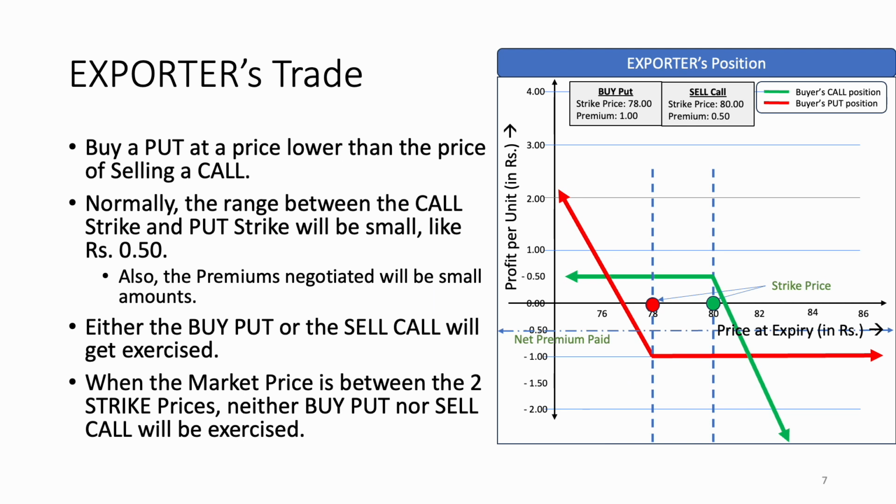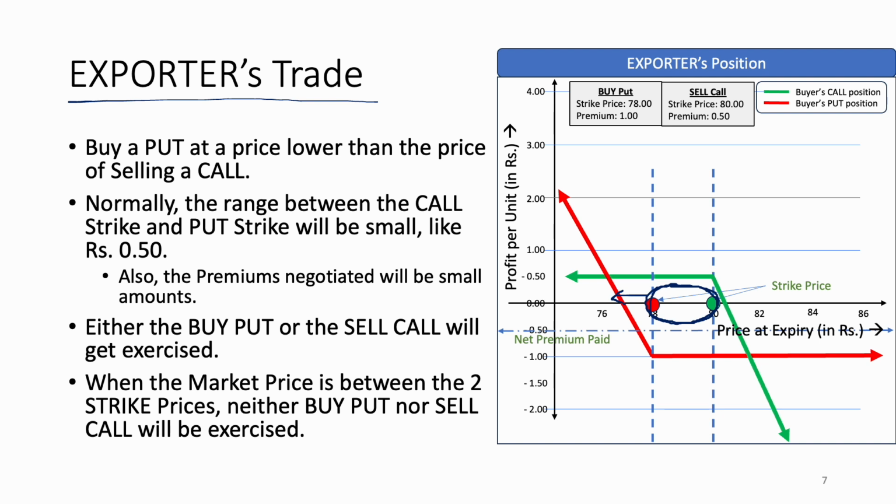Now let us study the exporter's trade. The exporter has to sell his currency. The exporter's intent is that he wants to sell the currency within a particular range. This is his interest: he wants to sell within this range and protect himself in case the prices drop below this particular point, because he wants the prices to increase. If the prices increase, the exporter is at a profit.